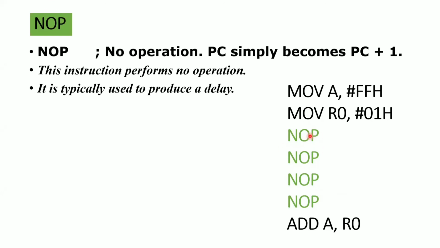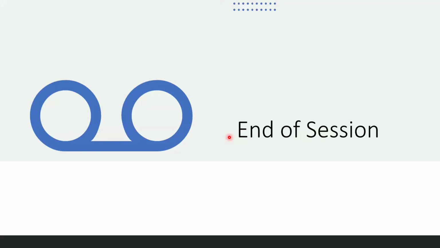How will it generate delay? Because each and every instruction execution takes some time. This NOP will take some time, this NOP will take some time, and this NOP will take some time. Whenever you accumulate these times, it becomes some time gap. So this is called delay. Whenever you want to generate a software delay, you can use this no operation. And voila, this is the end of the session. If you have any doubts, you can ask me.